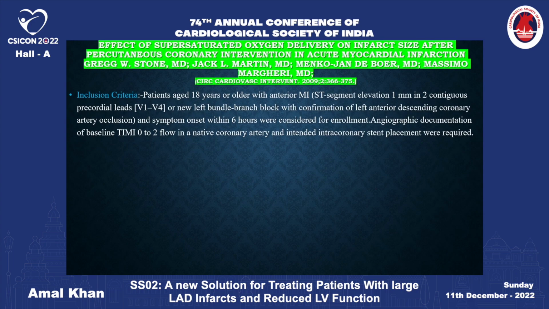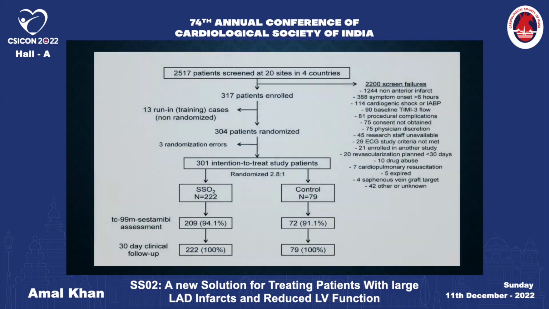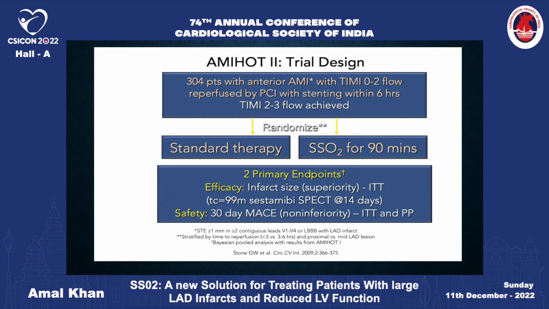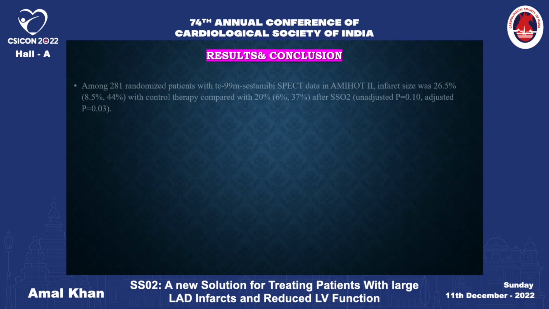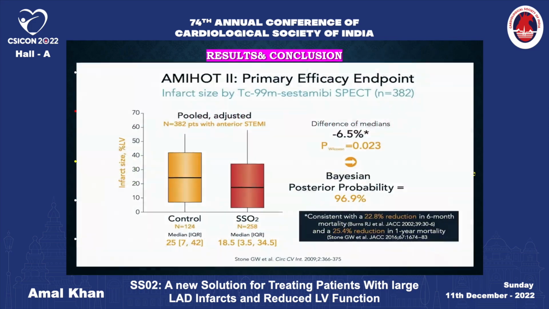Now comes the second study, the AMIHOT 2 study. Here also the inclusion and exclusion criteria are almost the same. The patient design was also the same. In 304 patients with anterior wall MI, the two primary endpoints were infarct size and safety. So here the results, mainly the result in the AMIHOT 2 trial was that in the pooled data, they found that the difference in the infarct size determined by the technetium 99m sestamibi SPECT scan is 6.5% less in the SSO2 group than the control group.